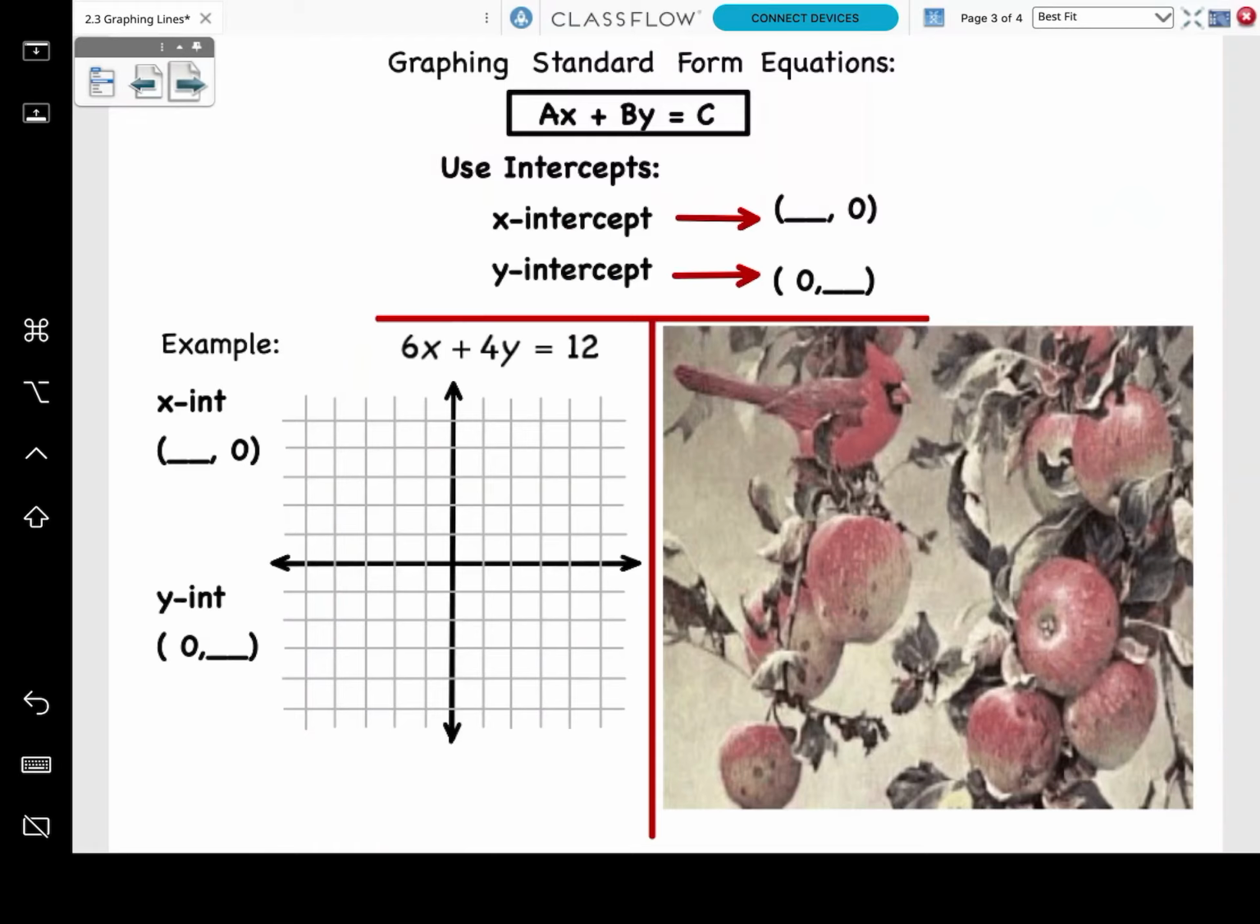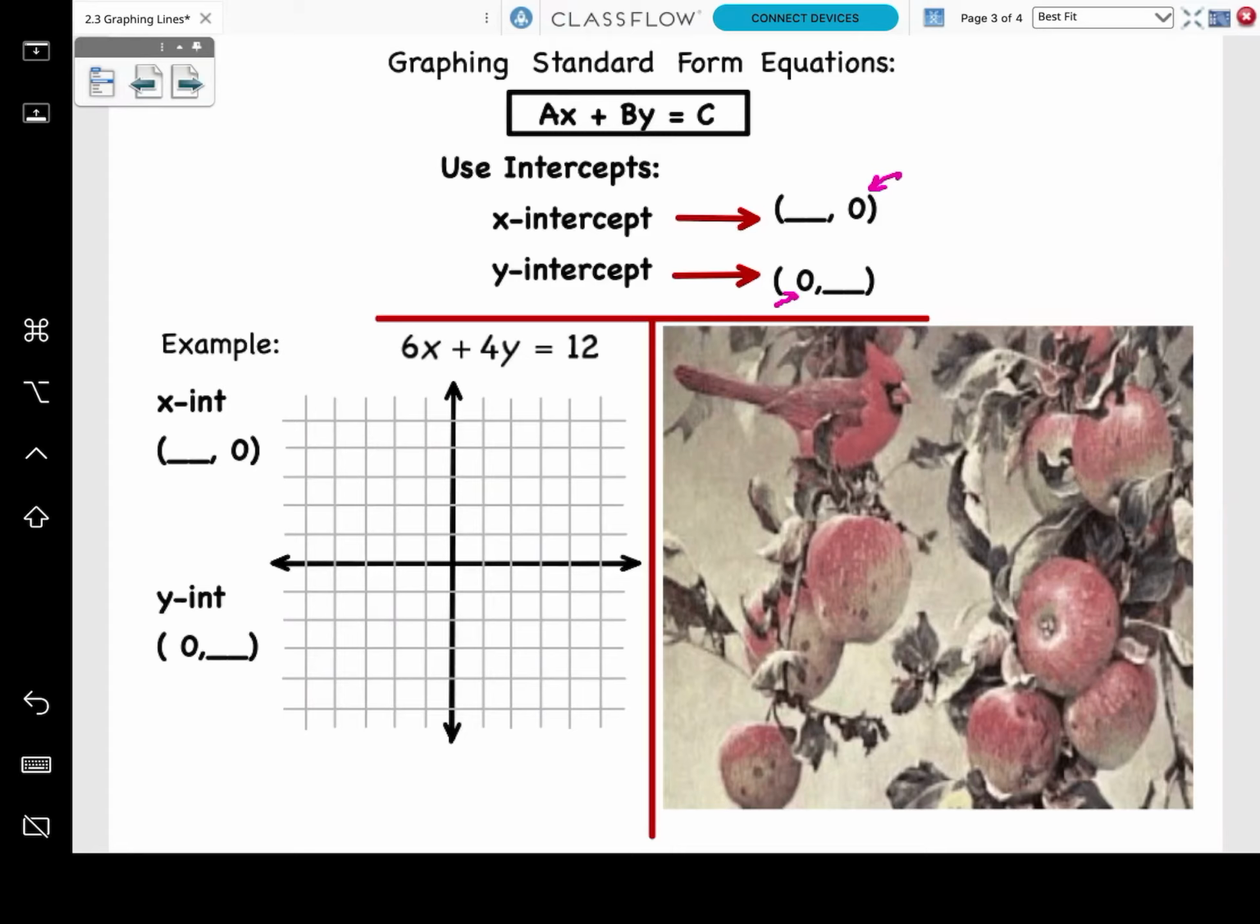Another way we can graph is from standard form using the x-intercept and the y-intercept. So a review of what an intercept is: x-intercept, notice here, y is always 0. It's where it crosses the x-axis, so the y value would have to be 0. And in the y-intercept, x is 0. So pretty easy to plug in 0 for one or the other and get the intercept, and then you connect two intercepts and you graph.